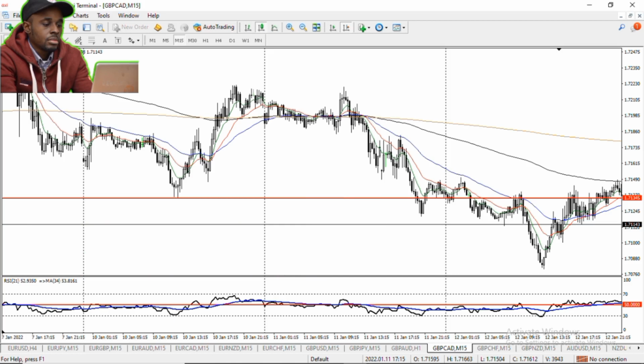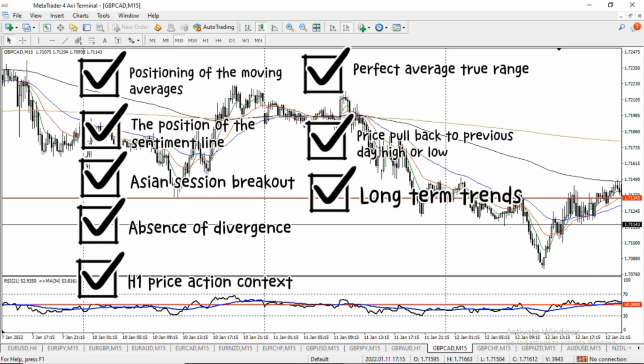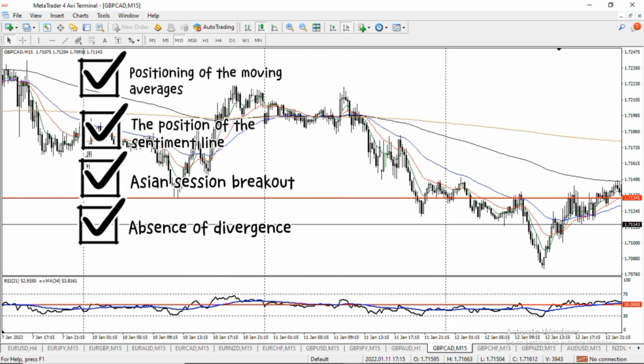Setups are graded by the number of rules that the setup meets. For example, if a setup ticks all 8 rules, that setup is graded an A setup. If 1 or 2 rules are omitted, that's a B setup. If 4 rules are omitted in the trade setup, I grade that setup a D trade setup.